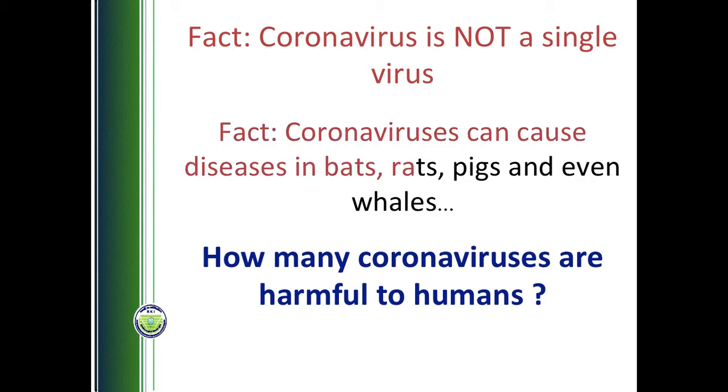Second, there are many such coronaviruses already existing in nature, some of them dating back to the 19th century, which are causing diseases in bats, rats, pigs, and even in whales. So our current focus is on the coronaviruses which can cause diseases in humans. So we shall see that.